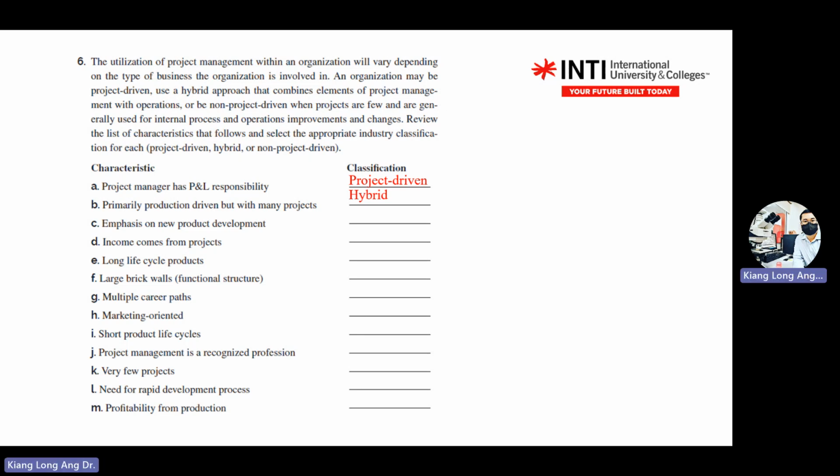Number 4, income comes from projects: project driven. This one is very direct. If the income comes from projects, it is project driven. E, long life cycle products: this is non-project driven. If you have long life cycle products, it is non-project driven. F, brick wall or functional structure. You have lots of functional structure. This one is non-project.